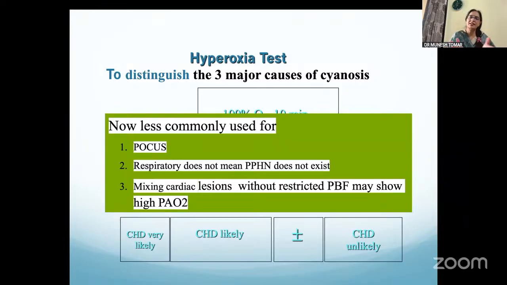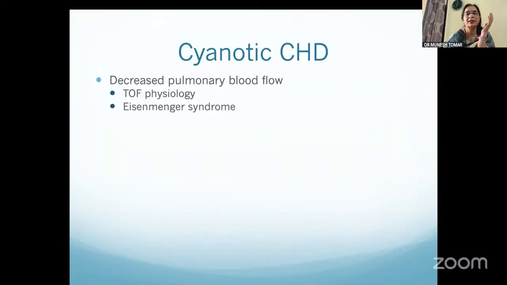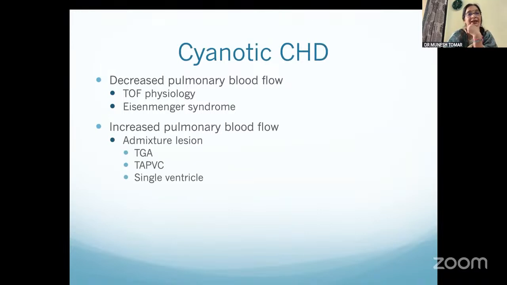We can use it: if significant desaturation is persisting even with giving oxygen, then we can think that most likely we are dealing with congenital cyanotic heart disease. So congenital cyanotic heart disease is grouped into three categories. One is decreased pulmonary blood flow, that is the tetralogy of Fallot physiology and the Eisenmenger syndrome. Eisenmenger syndrome starts as a large left to right shunt in infancy. Then slowly pulmonary vascular disease develops and it becomes a right to left shunt with decreased pulmonary blood flow. So ultimately, TOF physiology and Eisenmenger will behave the same if we do not intervene in Eisenmenger on time.